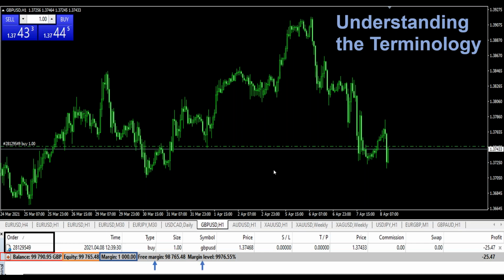So look, and finally we have our margin level percentage. The margin level is simply a percentage value based on the amount of equity versus used margin. Margin level allows you to know how much of your funds are available for new trades.